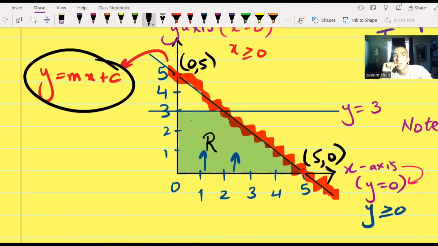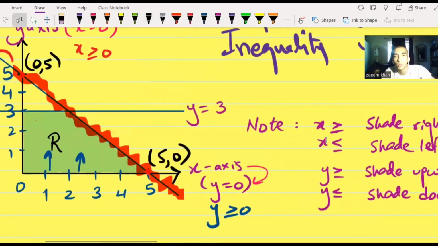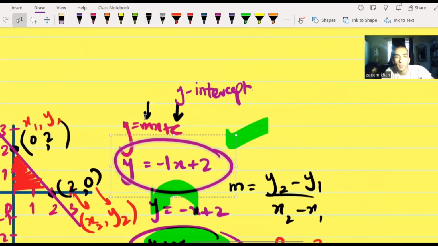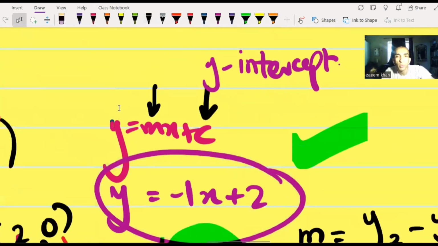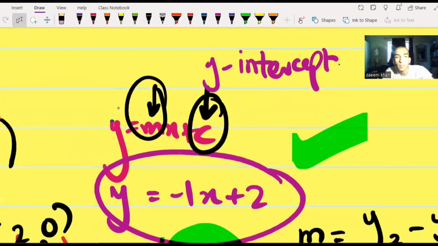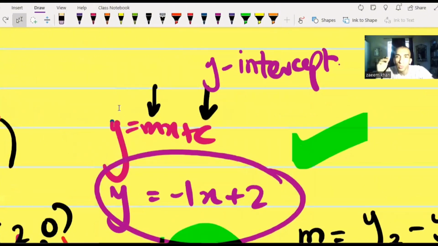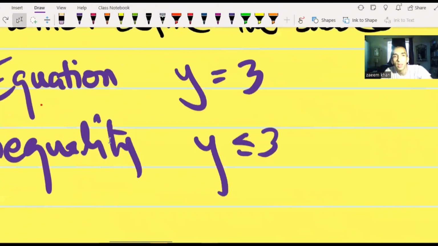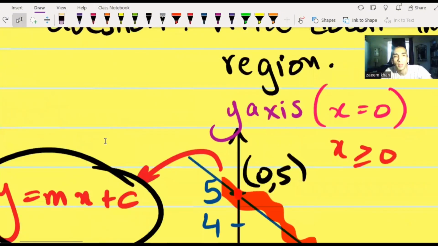y2 and y1, x2 and x1. No, I think you're getting confused with the value of m. Do you remember the arrows that I drew on top of these two variables, m and c? You're supposed to find the values for m and c. Oh yeah, sorry. The slope and y-intercept.